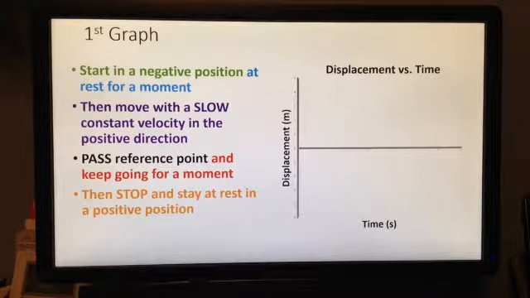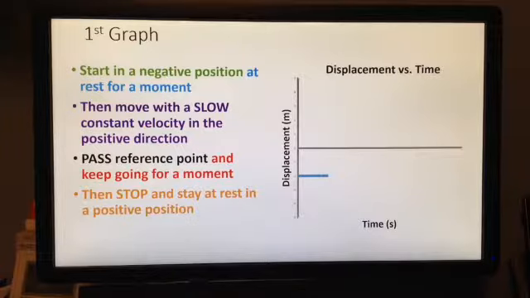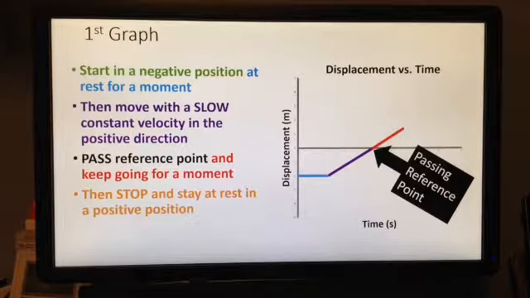Look at it carefully. Here's the answer. So we're starting in a negative position, at rest for a moment, moving with a slow, constant velocity in the positive direction. We're going to pass the reference point, keep going for a moment, and then stop and stay at rest in a positive position. This should look familiar. We did this exact same graph in the practice PowerPoint.